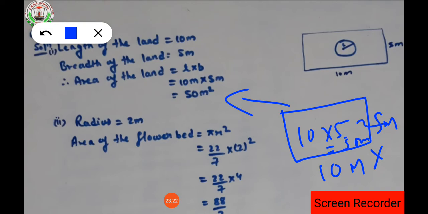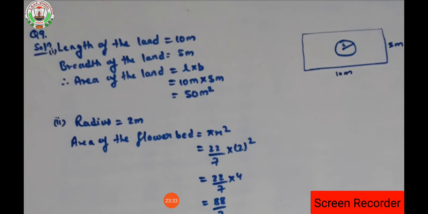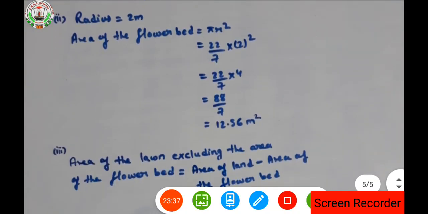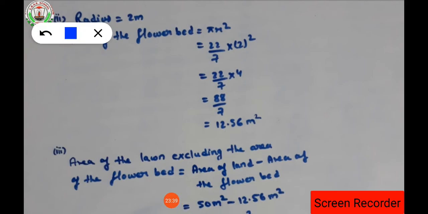Since the lawn is there and inside that lawn a circular flower bed is there, and the radius of that circular flower bed is given as 2 centimeter, isn't it? Now, with the help of that 2 centimeter as a radius, we are going to find what? Area. So, what is the formula for area of the circle? Area of the circle formula is pi r square. Dear students, area of the circle will be equal to area of the flower bed.